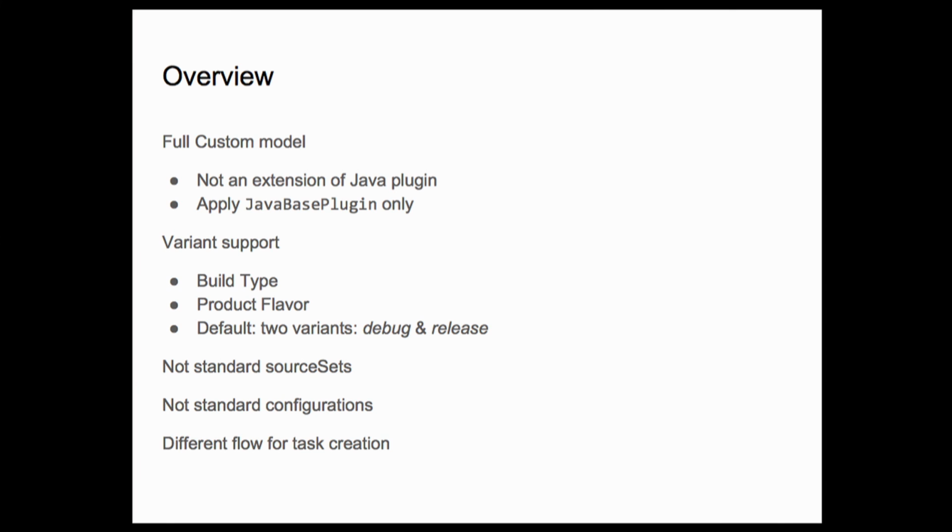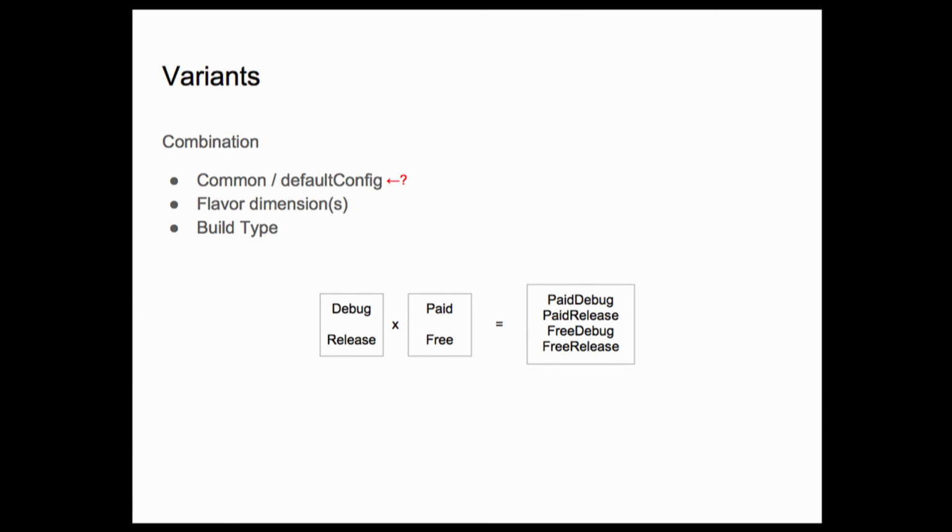We have introduced a concept of variants that now Gradle is starting to use itself, especially in the native plugin. We have build types, which is debug versus release. We have flavors if you have multiple variations of your app. And by default, you always have two build types, debug and release, which is not standard in the Java plugin. Because of that, as we'll see a little bit later, we can't use the standard Java source sets. We use configurations for dependencies, but in slightly different ways than the regular Java plugin, and our task creation happens at a different time. So a lot of things inherit from that.